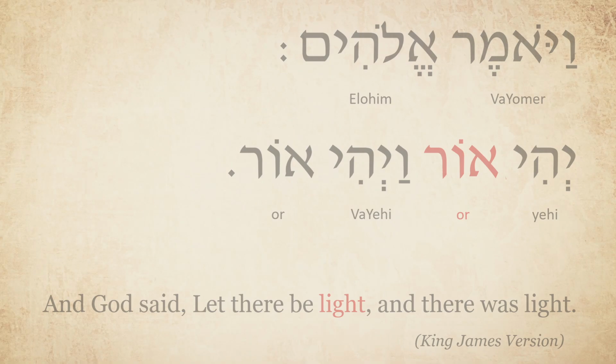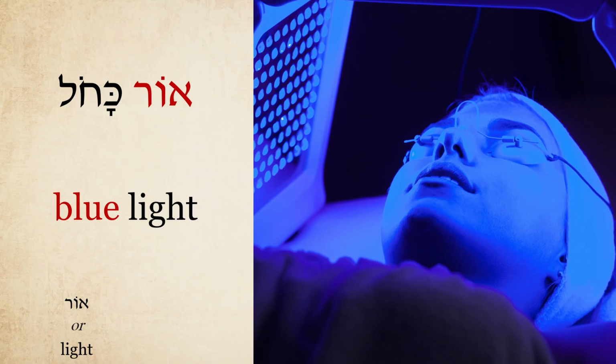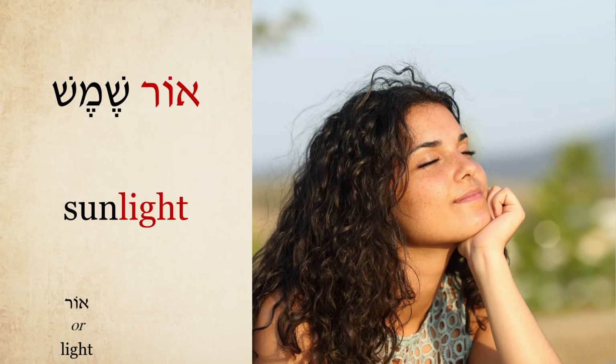Which leads us to the next word, or. Or is just the ordinary word to denote light, in the sense of visible light, but not lightweight or light touch. We have another word for that. Like choshech, or darkness, in Genesis 1:2, or has remained unchanged from biblical times to this day, and is the normal way in Israel to refer to light. And so, or kachol is blue light, and or shemesh is sunlight.